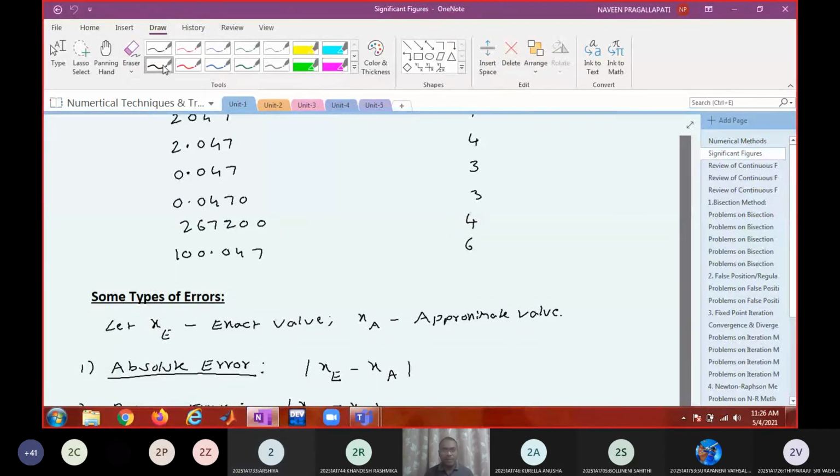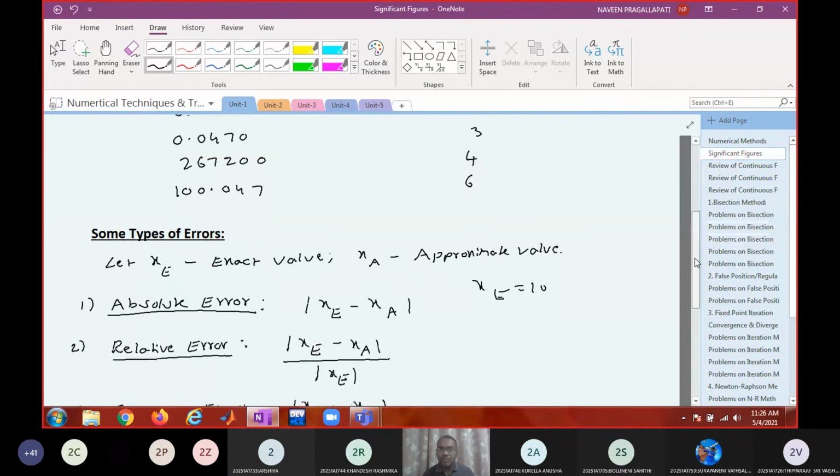Are you asking any doubt? Let us say xe equals 10 and xa equals 9.8. Then what is the difference? 0.2 only, no? That is going to be called the absolute error. Suppose xa is 10.1. Then xe minus xa will be minus 0.1, but when you take the absolute value, it is going to be 0.1.